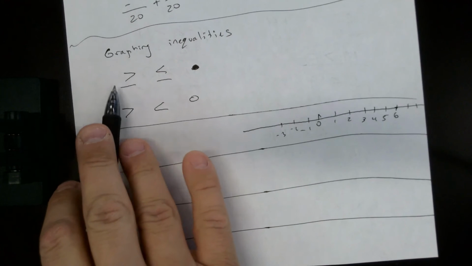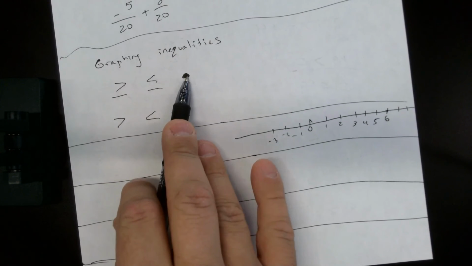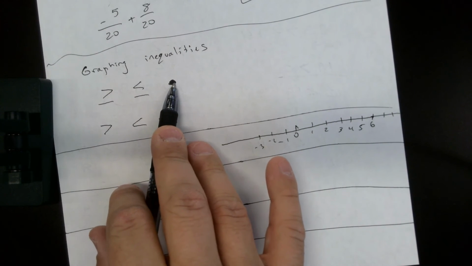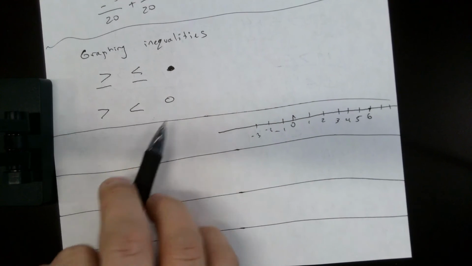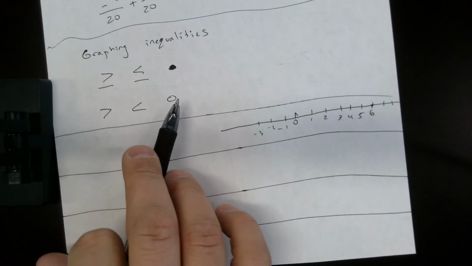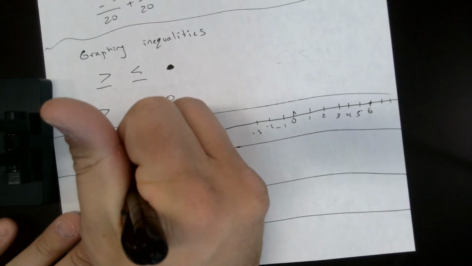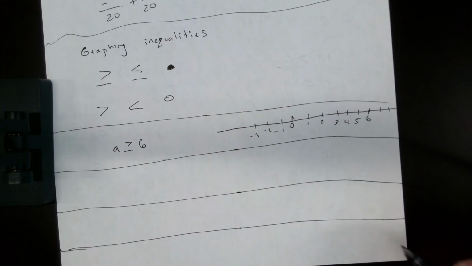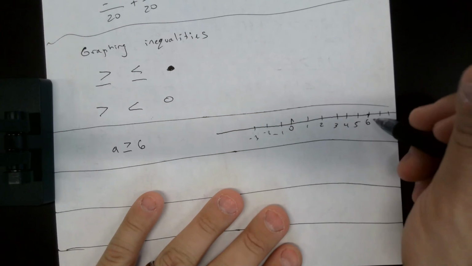If an inequality is greater than or equal to, or less than or equal to, it's a filled-in circle. Okay, you're going to put a filled-in circle. If it's greater than or less than, it's an open circle. Okay, so make sure you guys memorize that. So if I have this, A is greater than or equal to 6. First off, we're going to go over to 6. Is it an open or a closed circle?